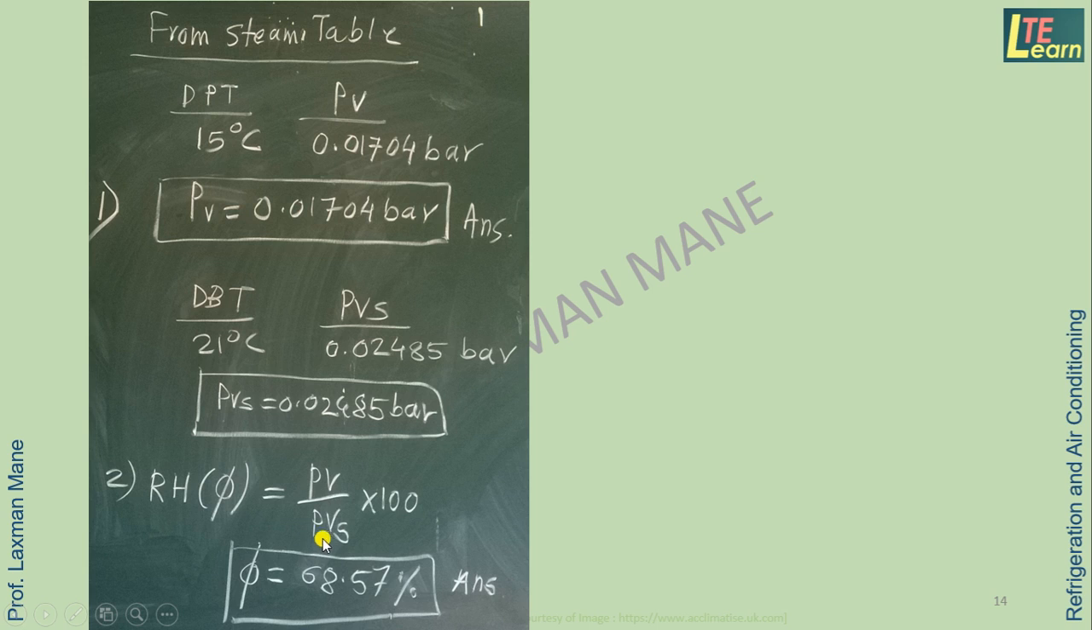So PS or PVS is the partial pressure of saturated air. So putting the value of PV and PVS in bar in the formula, we find phi is equal to 68.57% relative humidity.